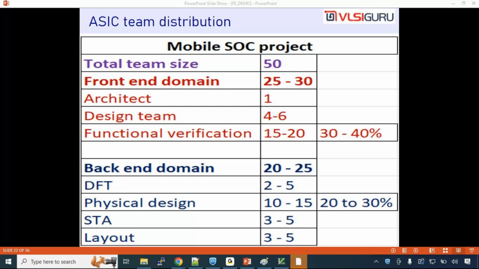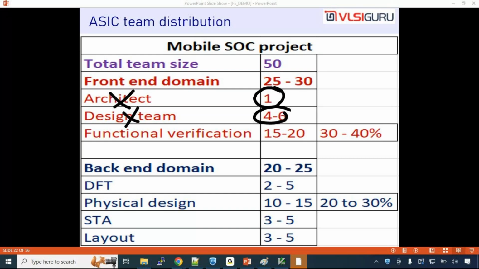Out of these domains, since there is only one person required for architect, do you think they will hire a fresher? All right. So for a fresher, it is not there. Same thing happens in design also. Many times companies don't hire freshers because there are anyway fewer people. They'll go for slightly experienced people only for that. Here also they don't hire.